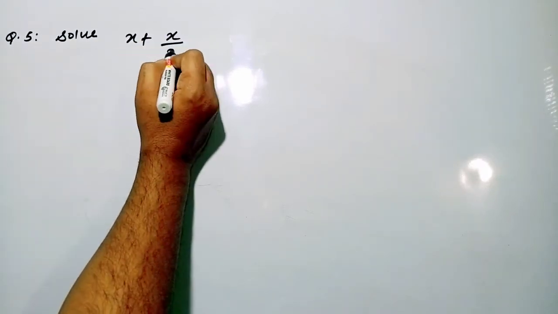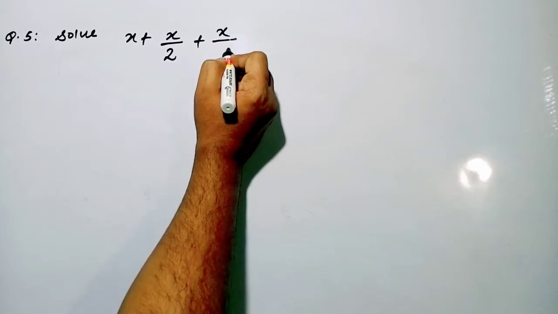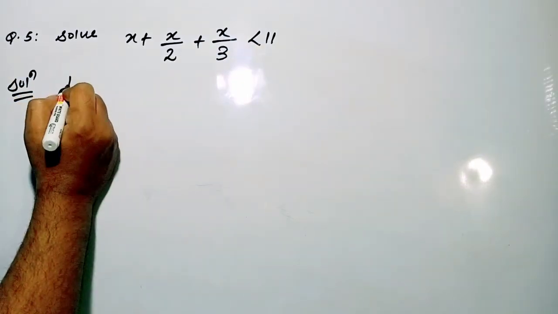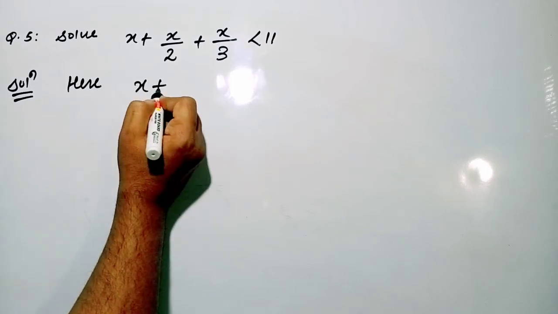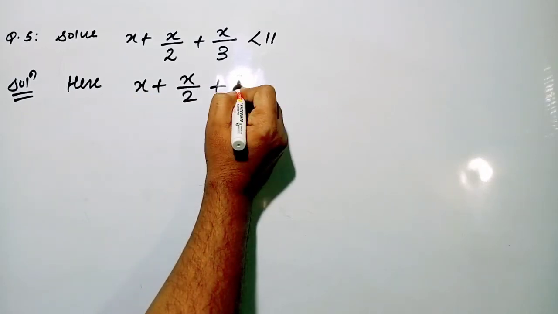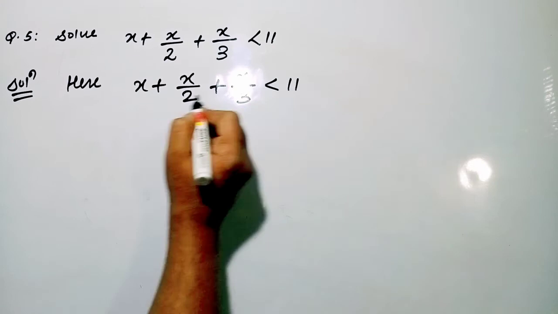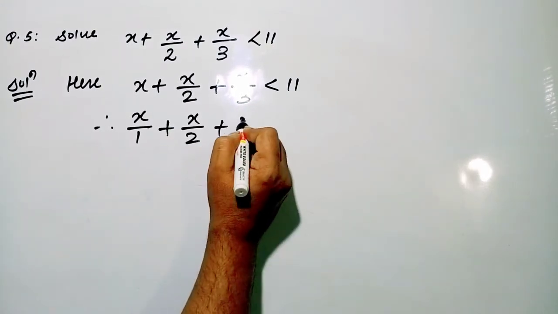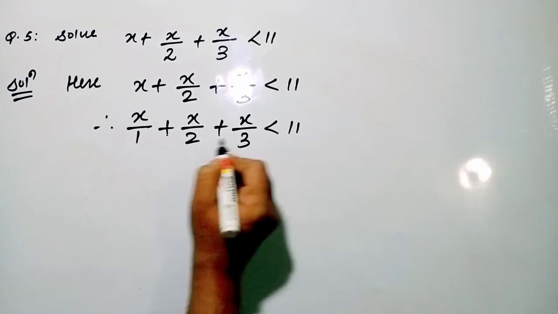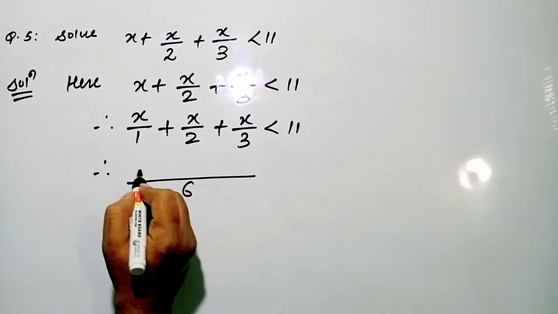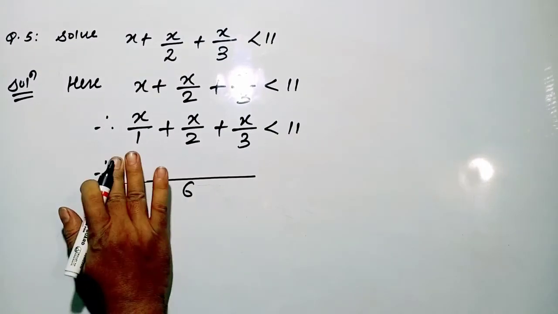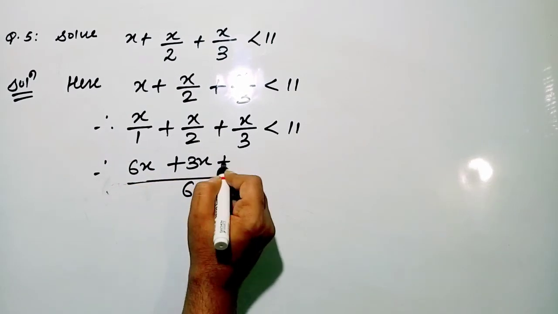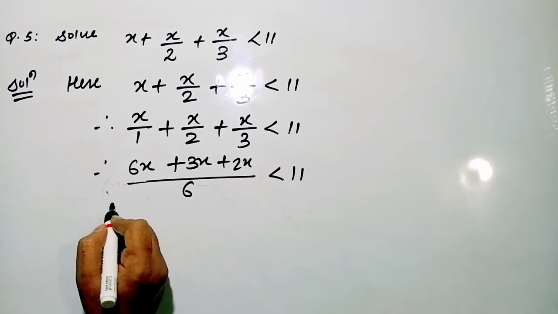Let us see the next question. x + x/2 + x/3 < 11. So here it has been given that x + x/2 + x/3 < 11. Taking the LCM over here, the LCM is 6. So there will be 6x plus 3x plus 2x < 66.